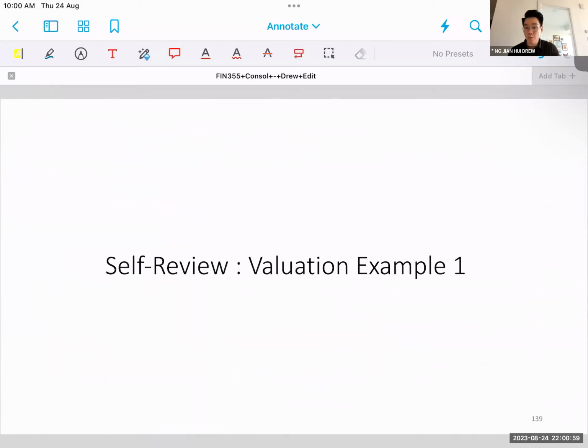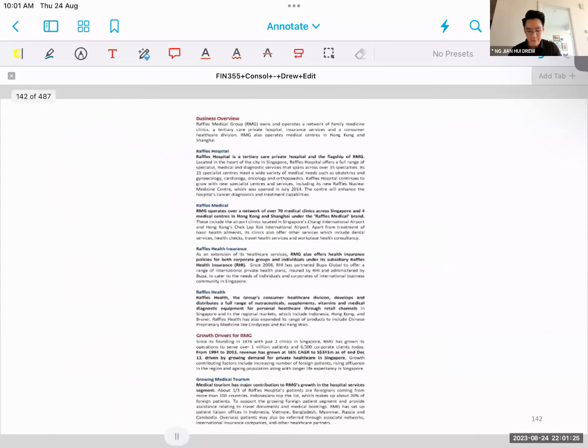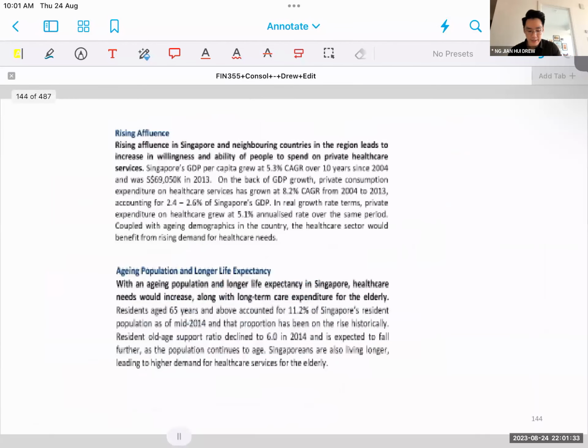Now, this part is more important: the self-review for valuation example. So we have not covered all the tools in terms of quantitative tools, but I have covered most of the qualitative tools for valuation. So this is an example. I apologize in advance because this Breakfast Medical example was given in the original lecture slides. That's why the quality is not so good. If you can't read it, try your best to read it on the computer, so it's easier. And it provides you the valuation.